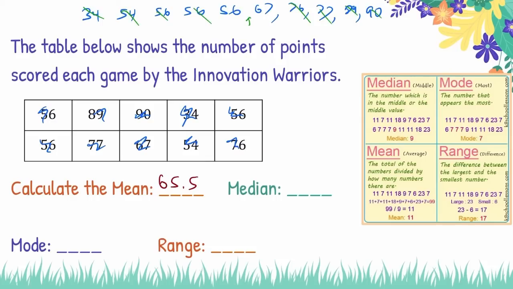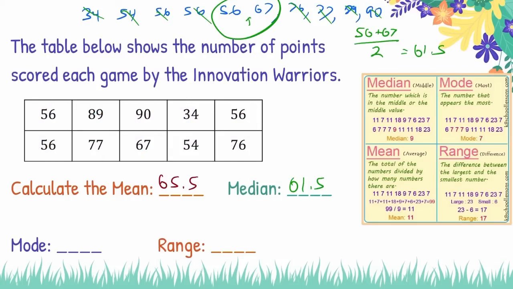So right now we're in the middle of 56 and 67. We're just going to take the average of those. 56 plus 67 and divide by the number of numbers. Sorry, I meant 56 plus 67 divided by 2 is 61.5. Okay, now the rest of these will be a little bit easier.